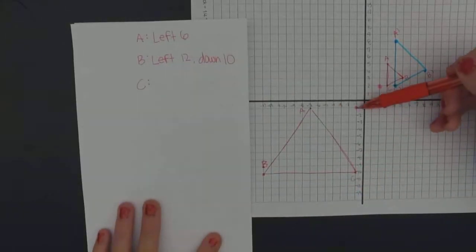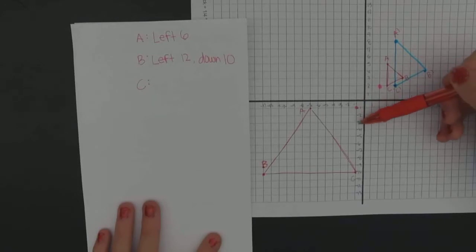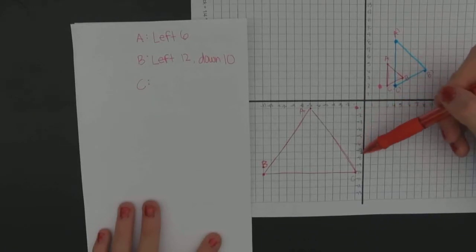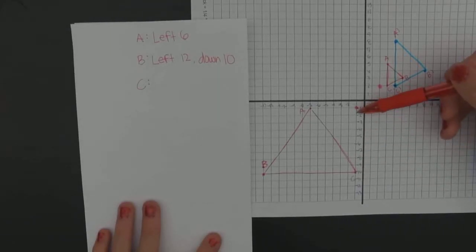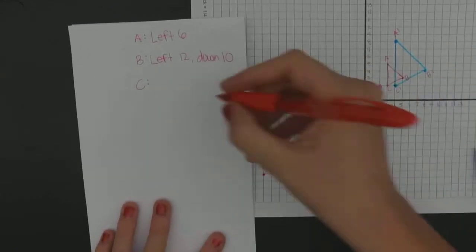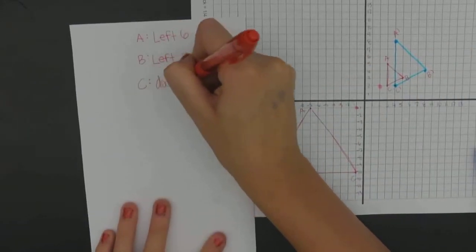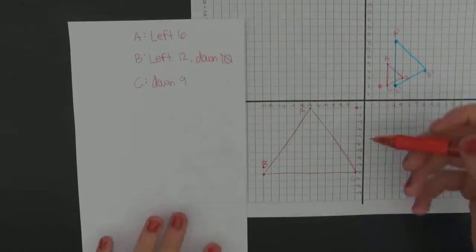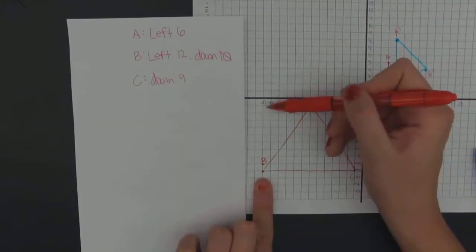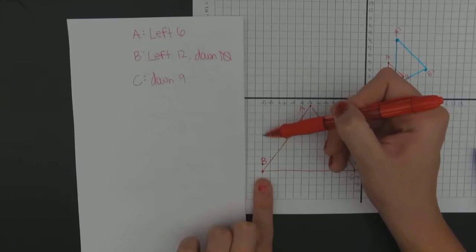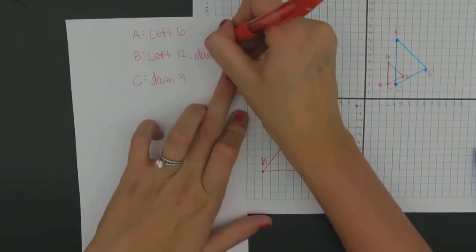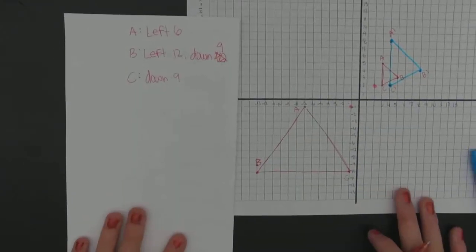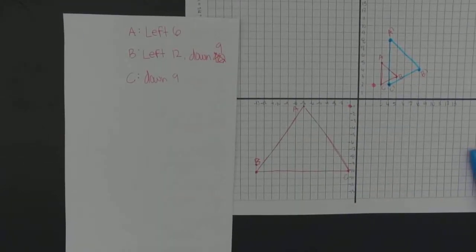Okay, and then our very last point is C. And C, we just went down. How far did we go down? 1, 2, 3, 4, 5, 6, 7, 8, 9. Hold on. 1, 2, 3, 4, 5, 6, 7, 8, 9. And I think I must have counted wrong on this one. Because they're on the same line, I should have gone down 9 as well. 1, 2, 3, 4, 5, 6, 7, 8, 9. Yeah, down 9. Oh, good thing we caught that. That would have been hard. Okay, so those are my distances.